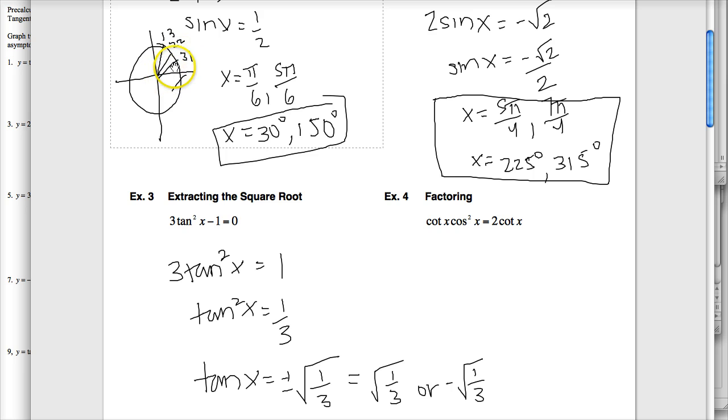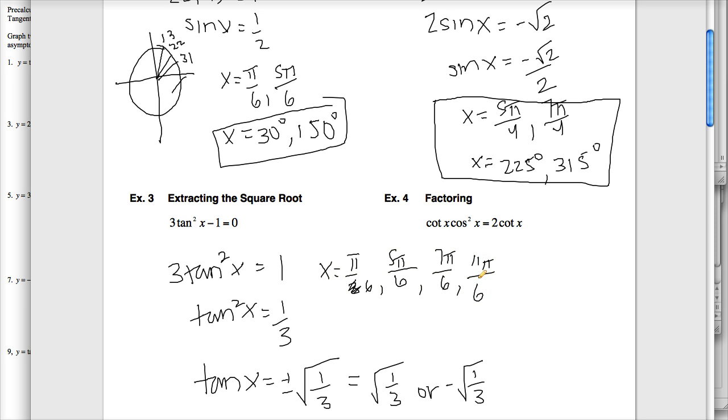So what happens at this point right here, right? You guys see that? It's going to happen over on this side, on this side, and on this side. So my answers are going to be, again, all the answers. There's going to be 4 this time. It's going to be pi over 3. Oops, sorry. Pi over 6, 5 pi over 6, 7 pi over 6, and 11 pi over 6.